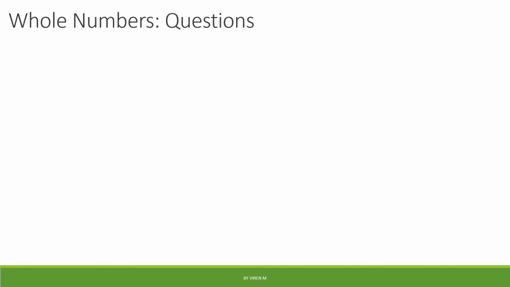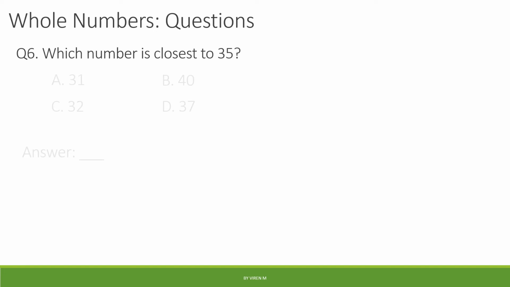Now the next question. Which number is closest to 35? The options are A 31, B 40, C 32, and D 37. I will pause for a few seconds so that you can try to get the answer.